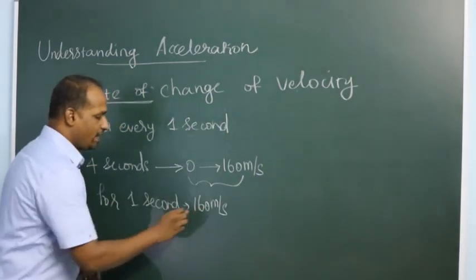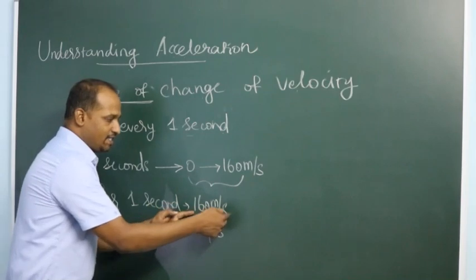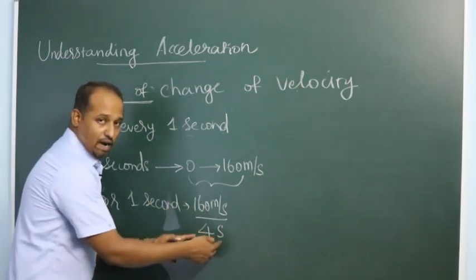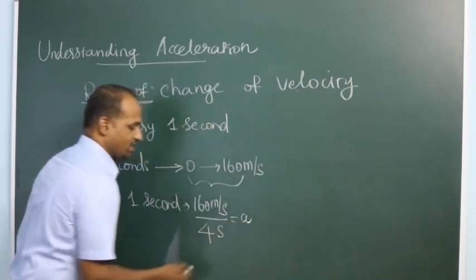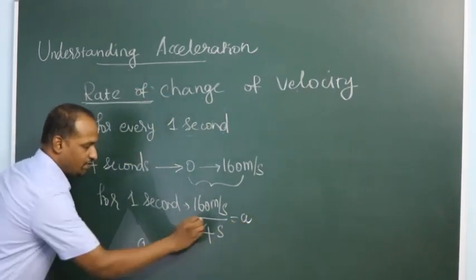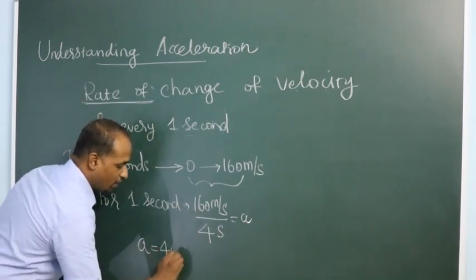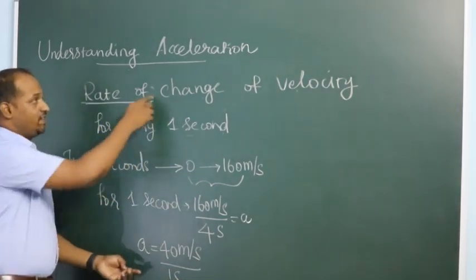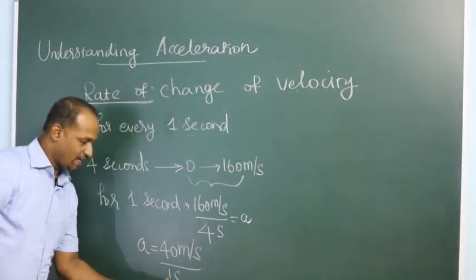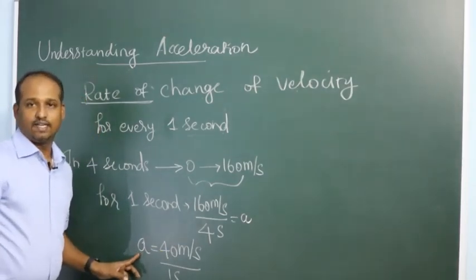How do you find that? It is 160 by 4 seconds. If you divide the change in velocity by the amount of time taken, that is equal to acceleration. Here the acceleration of that jet has come out to be 160 by 4, which is 40 meter per second by 1 second. This definition has come out, you see. For 1 second, how much change in velocity is taking place, that is called acceleration.